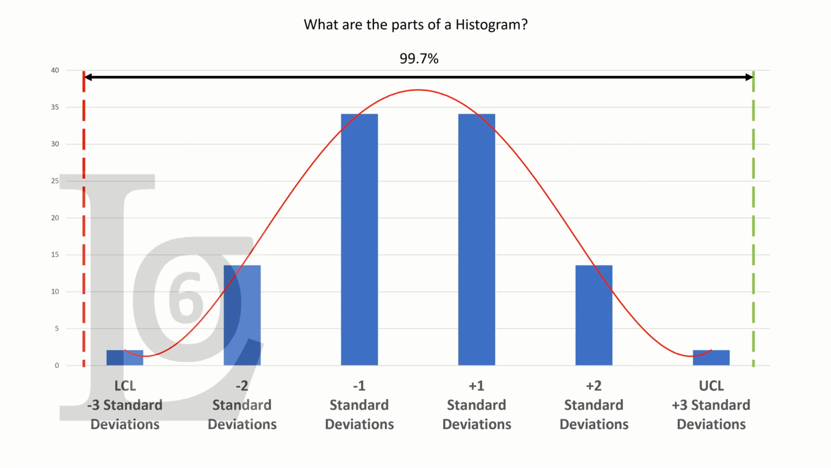Between 3 standard deviations below to 3 standard deviations above the mean is 99.7% of the data. It's important to note that 3 standard deviations below the mean is also referred to as your lower control limit, or your LCL. 3 standard deviations above the mean is the upper control limit, or the UCL.